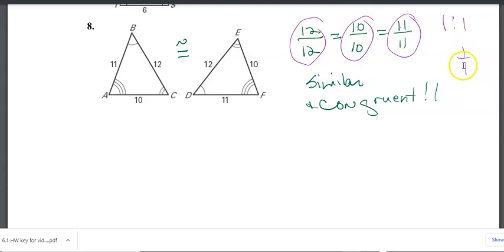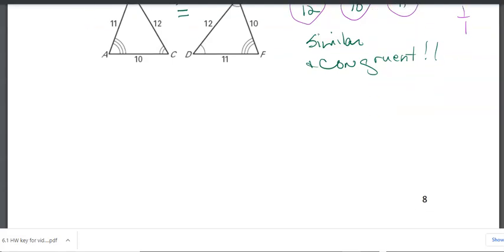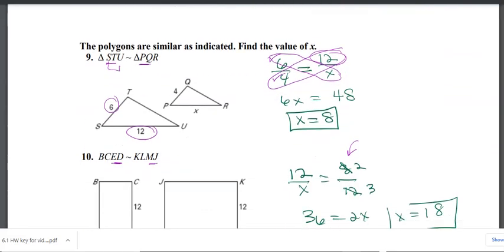So notice, not only are these shapes similar, they are actually congruent because they're exactly the same. So if your scale factor is 1 to 1, you have identified congruent shapes. So they're similar and they're congruent, and that will rarely happen. Let's go on down to number 9.